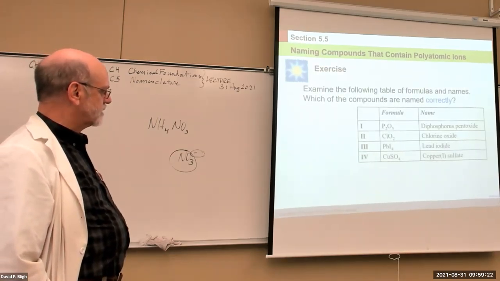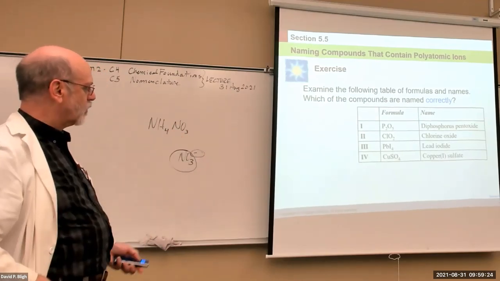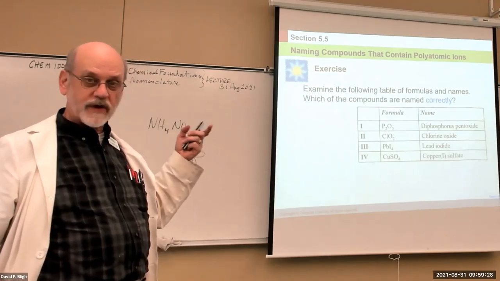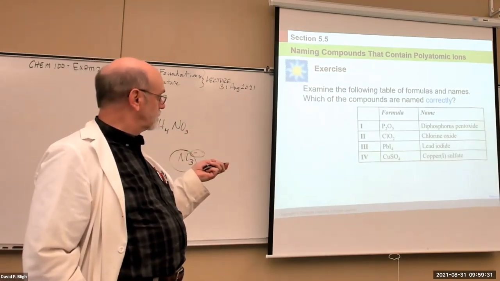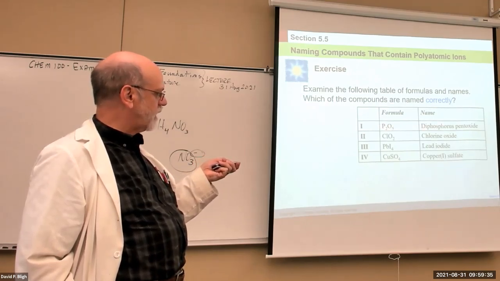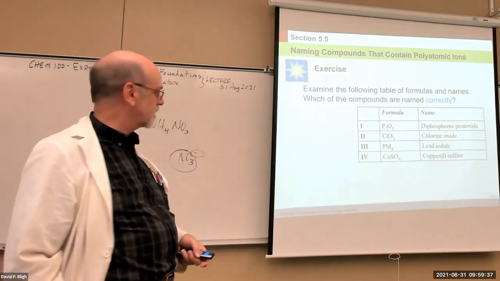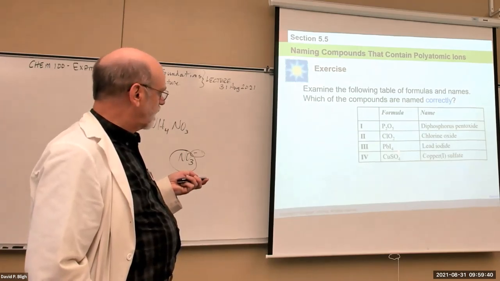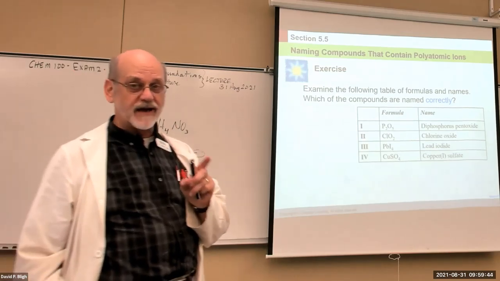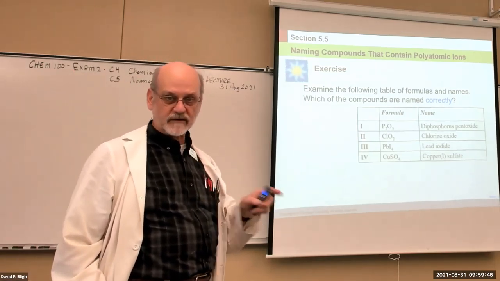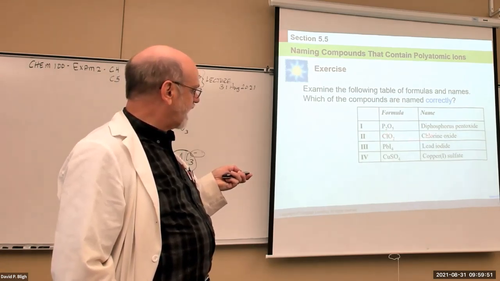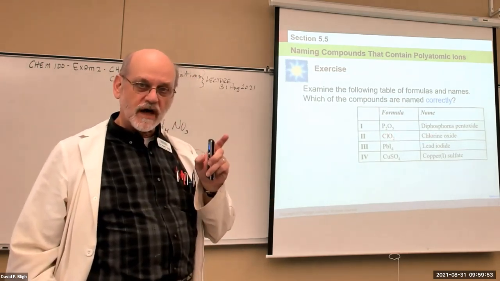Let's see. All right, what's your name correctly? First of all, for the first one, what do we have? Nonmetal, nonmetal. So that means we have to say how many phosphorus and how many oxygens. Diphosphorus pentoxide, that one's correct. ClO2. This is not the polyatomic ion. This is a neutral compound. Chlorine dioxide, because both of them are nonmetals.